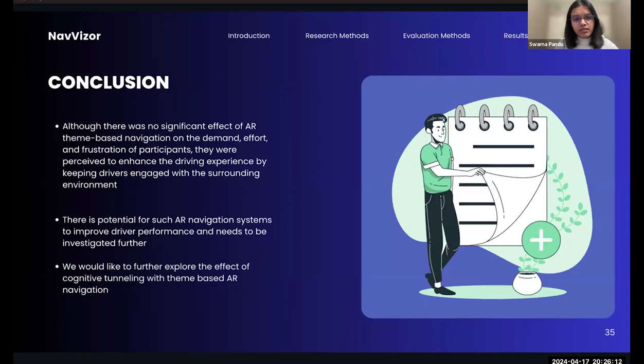Moving forward, our research aims to delve deeper into the concept of cognitive tunneling in conjunction with theme-based AR navigation. By focusing on how these systems affect drivers' attention and awareness, we hope to gain a more comprehensive understanding of their impact on driving behavior and performance.